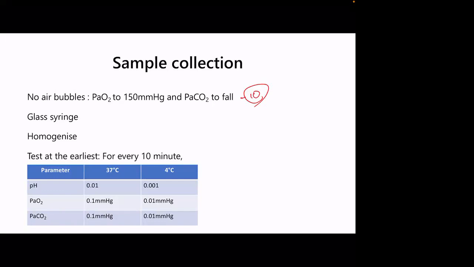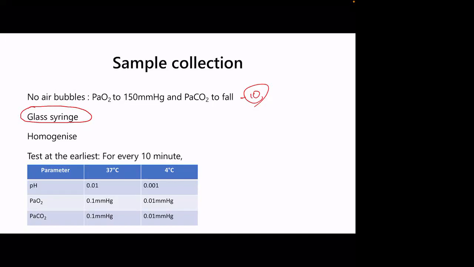The next thing is about glass syringe or plastic syringe. In plastic syringes, there can be diffusion of air into the sample. So especially if the sample is analyzed after a while, or if there is a long gap, then it's always better to take it in a glass syringe, because glass won't allow the diffusion of air into the sample.